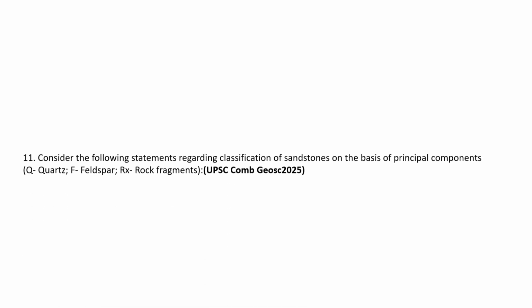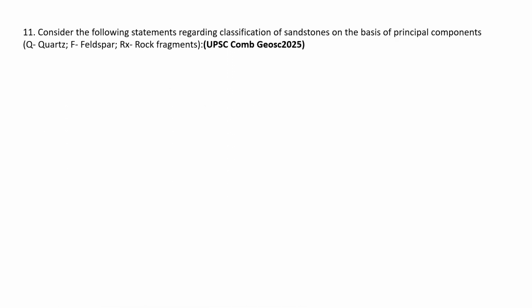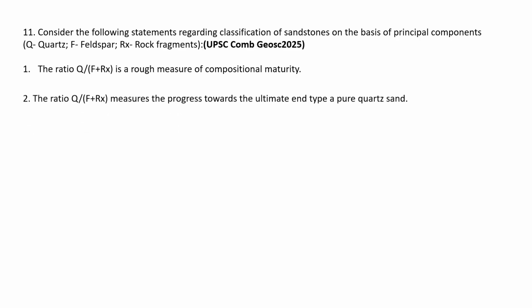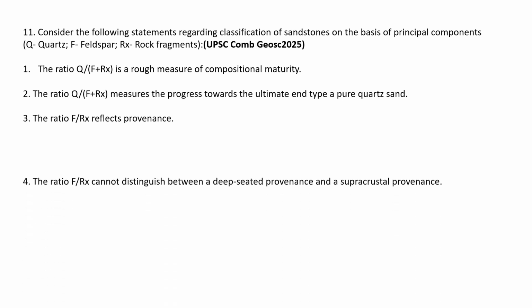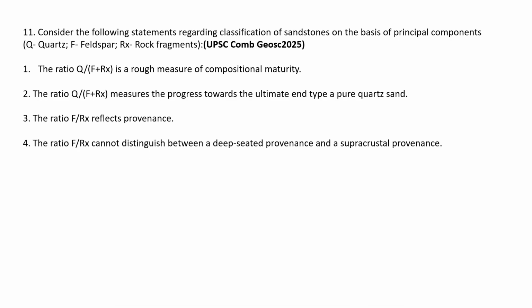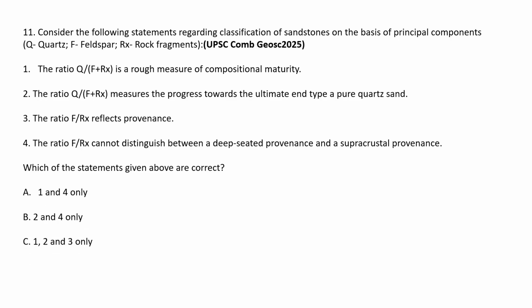Next question. Consider the following statements regarding the classification of sandstones on the basis of principal components like quartz, feldspar, and rock fragments. 1. The ratio Q by F and Rx is a rough measure of compositional maturity. 2. The ratio Q by F and Rx measures the progress towards the ultimate end type, a pure quartz sand. 3. The ratio F by Rx reflects provenance. 4. The ratio F by Rx cannot distinguish between a deep-seated provenance and a supracrustal provenance. Which of the statements given above are correct? A. 1 and 4 only. B. 2 and 4 only. C. 1, 2 and 3. D. 1, 2, 3 and 4.